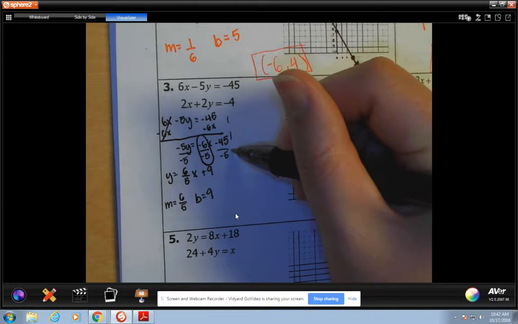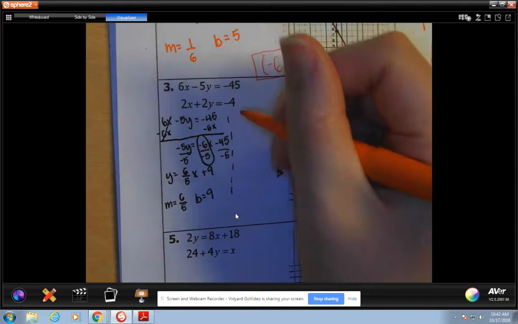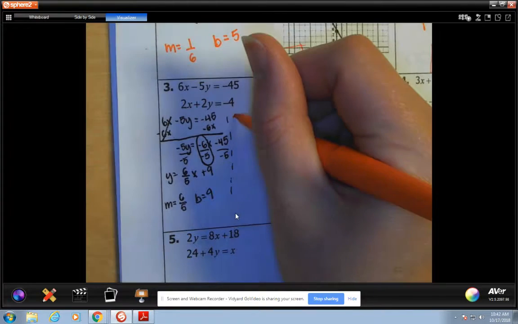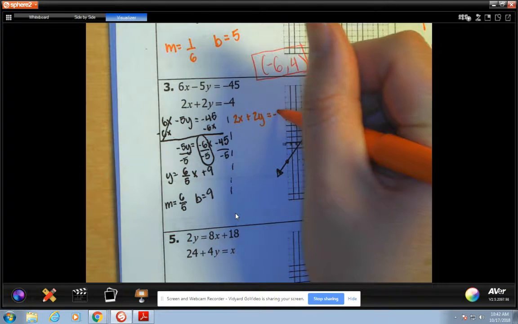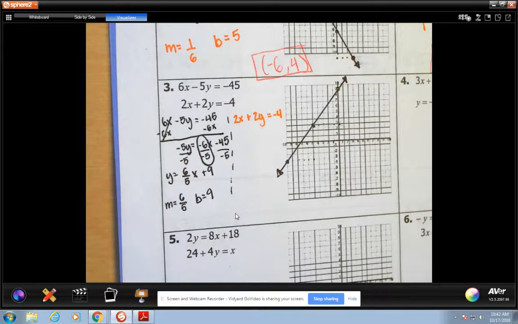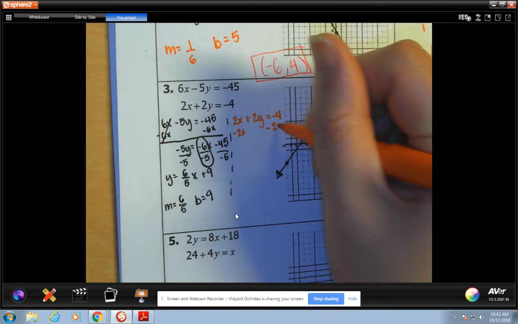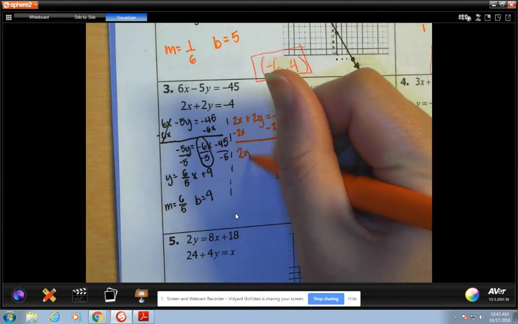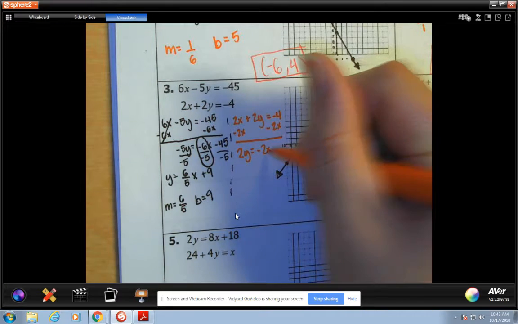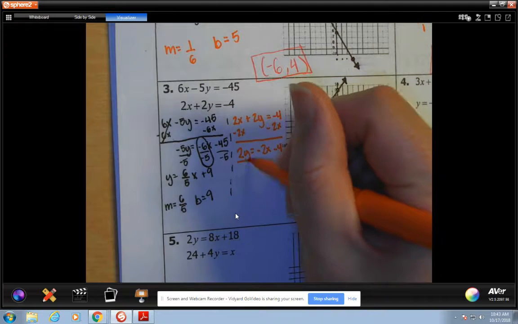All right, now I'm going to come over here, split up my paper a little bit, because now I have to solve this second equation. We have to get y by itself. I'm going to write even a little bit smaller here: 2x plus 2y equals negative 4. We have to solve and get y by itself, so we'll say minus 2x, and we get 2y equals negative 2x minus 4. We still want to get that y by itself, so we're going to divide everything by 2.